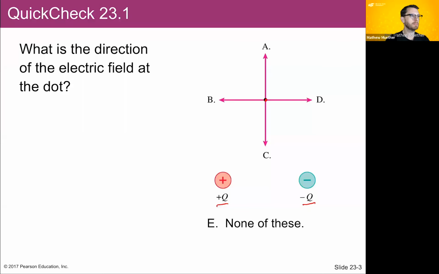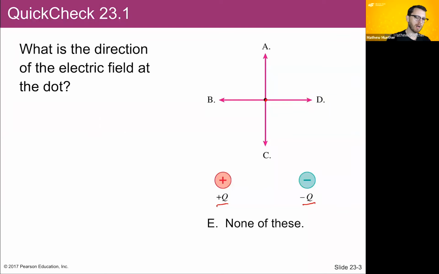All right, 10 more seconds and we'll close the poll. Okay, so let's go ahead and end the poll. So most of you said that the answer was D, this vector that's pointing to the right. Okay, let's convince ourselves here.